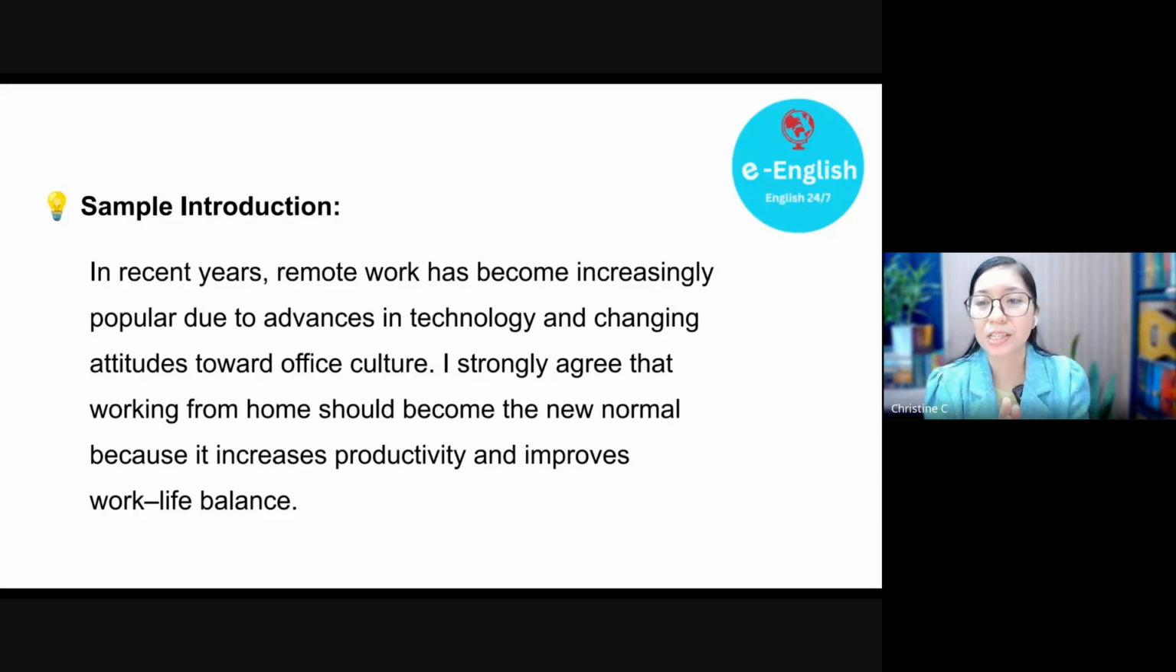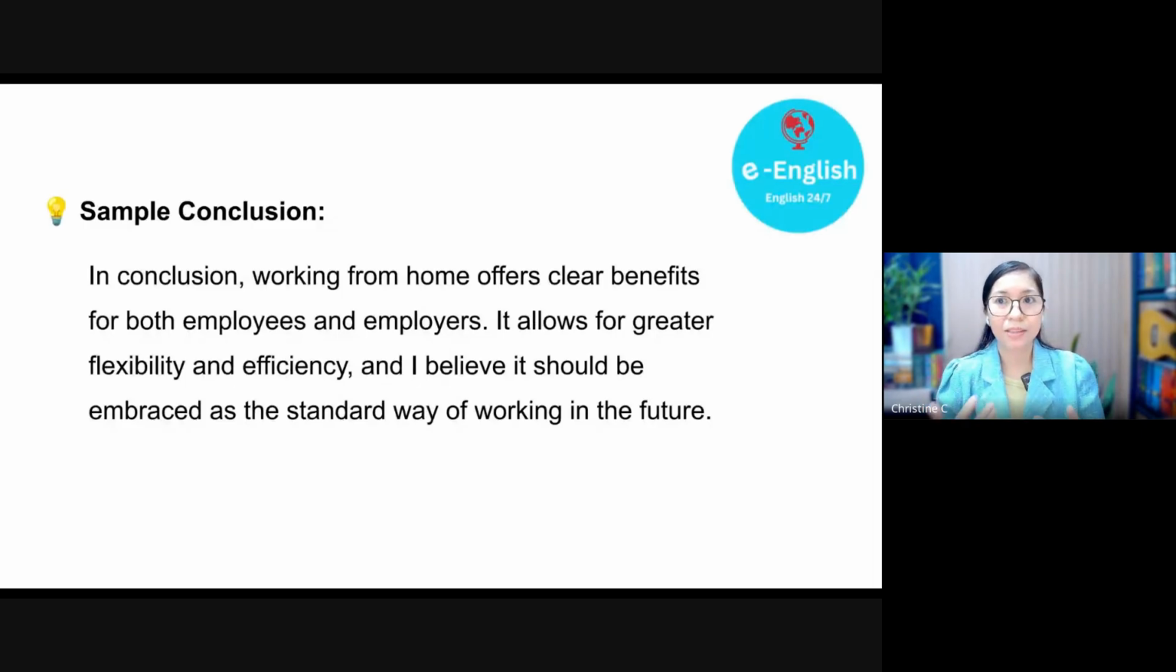So anyway, this is just the introduction. Why is it perfect? Because it gives us the answer. We already get the answer, whether you agree or disagree. And we have a supporting idea. It's like we already get the reason why the writer agrees. In your body paragraphs, that's where you explain your two ideas, right?